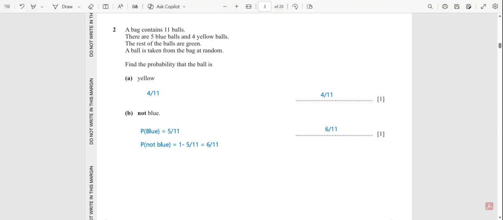Probability that the ball is not blue. First, we calculate the probability of the blue balls. Probability of the blue balls is 5 over 11, since we have 5 blue balls and total number of balls are 11. So probability of blue ball is 5 by 11. And probability of not blue is 1 minus 5 by 11. That is 6 over 11.